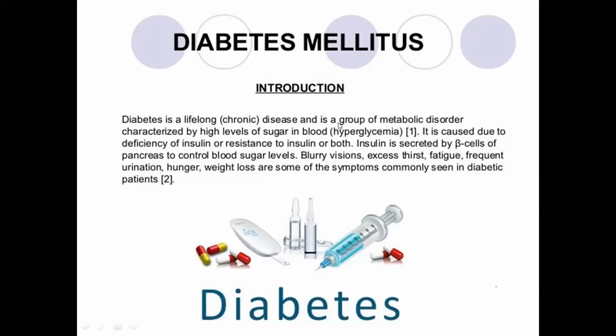So the word diabetes was introduced by a Greek physician. The word diabetes means to flow through, and it was introduced by a Greek physician in the 1st century AD. Mellitus means sweet, and the presence of sugar in the urine of diabetes was demonstrated by Dobson in 1755.